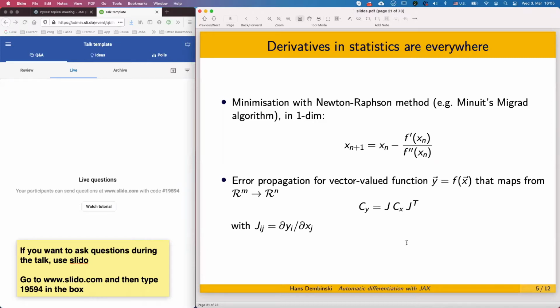Another place where this pops up a lot is when you do error propagation. In the classic error propagation, you have your covariance matrix along some vector x, and then you do some mapping from that to some other vector y in general. And then you can compute the covariance matrix in this new vector y with this formula here, where you have to put in the Jacobian matrices where you derive each y with respect to each x. So in both these cases, it's nice if some computer program computes the derivatives for you, so it's not tedious.